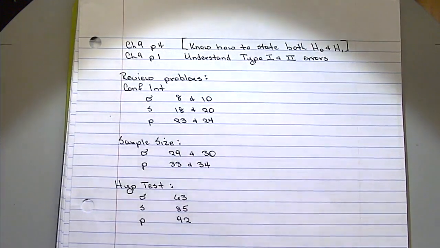And now let's go into some problems. These are the problems I'm going to hit, and if you want to follow along in your guided notes book, we're going to do confidence interval problems first, and we're going to hit 8 and 10. See if I can find them.